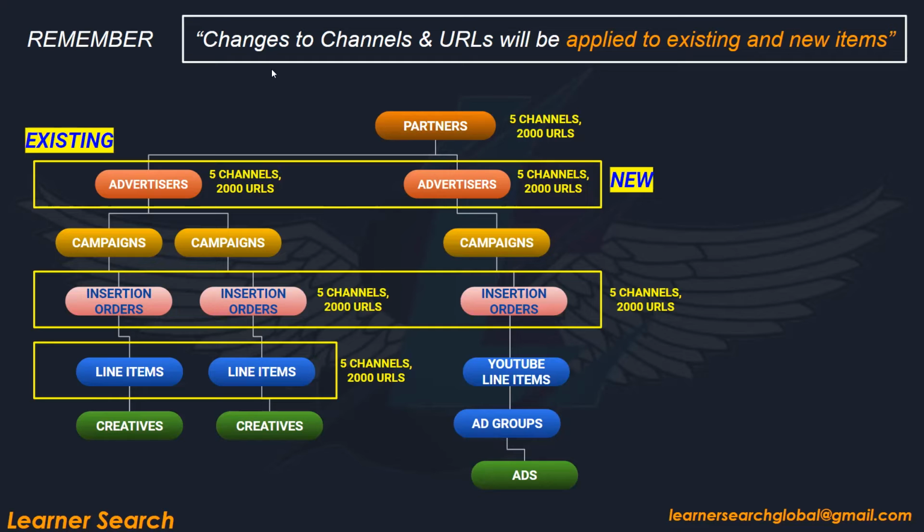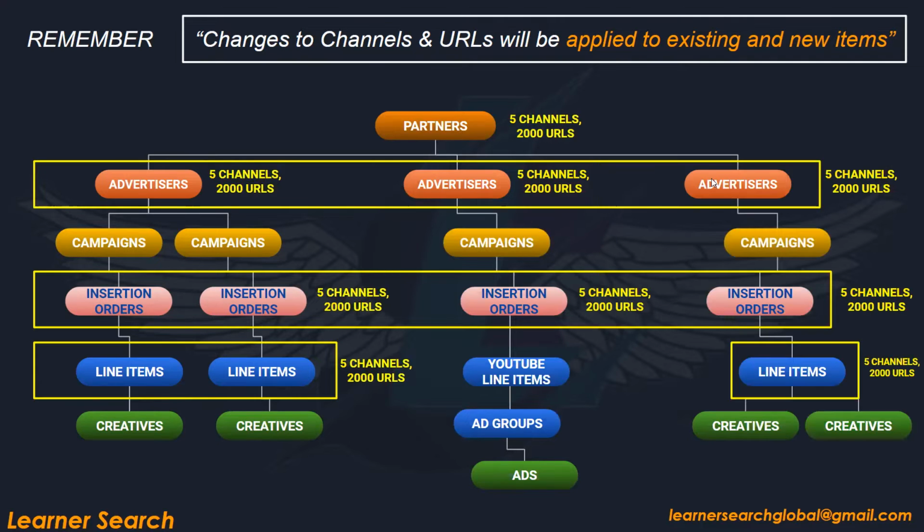In this case, as per the note, changes to the channels and URLs will be applied to existing and new ones. So this is the existing one and this is the new one. Existing will also get changed. Previously it was 3 channels and 1500. Since I changed at partner level from 3 to 5 channels, that setting got applied to existing as well as new ones. Likewise, when I create a new one again, the same thing will be applied to the below levels in the DV360 hierarchy under the same partner.